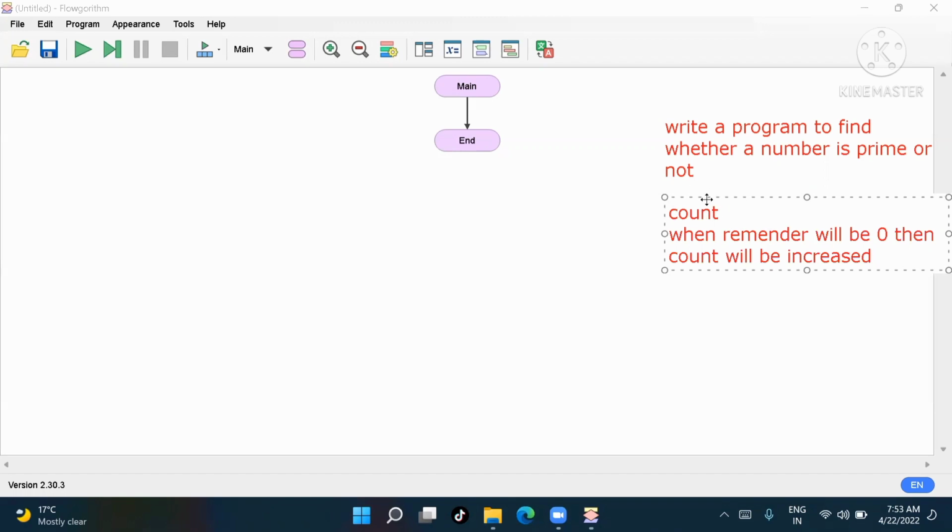When will the count be increased? When the remainder will be 0, then the count will be increased. Means one time the remainder will be 0, then the count will be 1. If the remainder will be 0 again, then the count will be 2. In this way the count will be increased. Okay, now let's come to the problem of how to solve it in a flowchart.